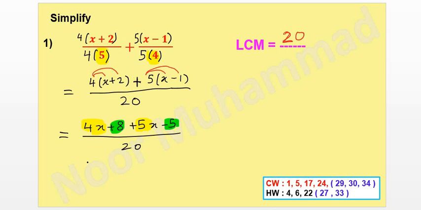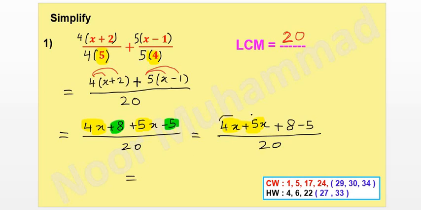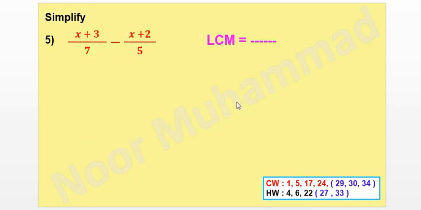So let's write them again in a proper order. We have 4x plus 5x together, the yellow ones, and then we have positive 8 and negative 5, the green ones, and in the denominator we have 20. So let's see what will be next. These two like terms will give us 9x, right? And these two like terms will give us positive 3 over 20. So this will be the final answer. Hope you understand all the steps. Okay, now better pause the video here and solve question number 5 on your own.